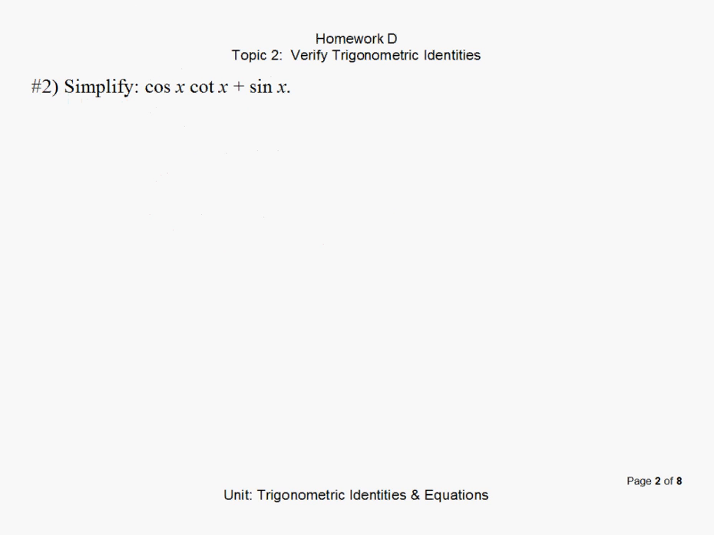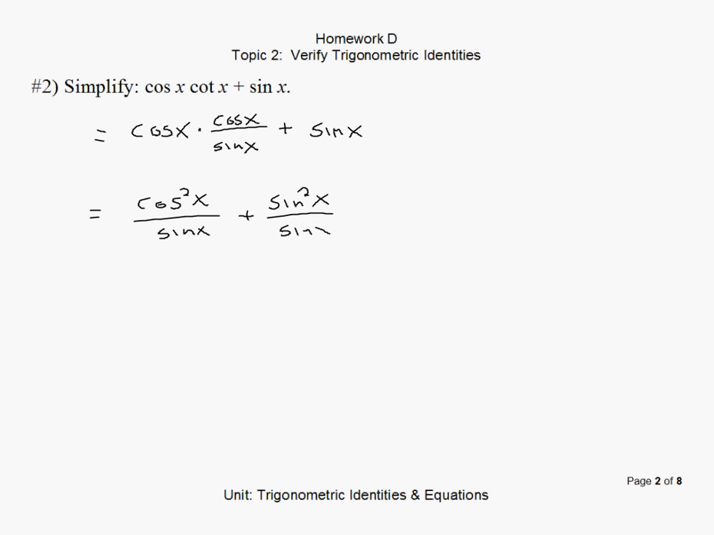Number 2, you're supposed to simplify cosine of x times cotangent of x plus sine of x. If you simply change cotangent to cosine over sine, and then multiply cosine times cosine, you get cosine squared over sine of x. Then get common denominators, take the sine of x, put it over 1, multiply the top and bottom by sine, you're going to get sine squared of x over sine.